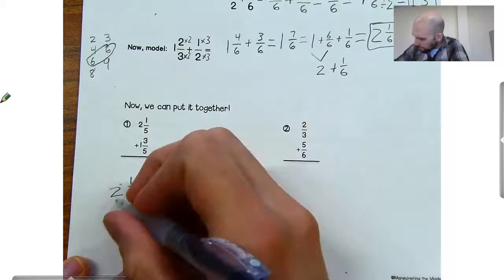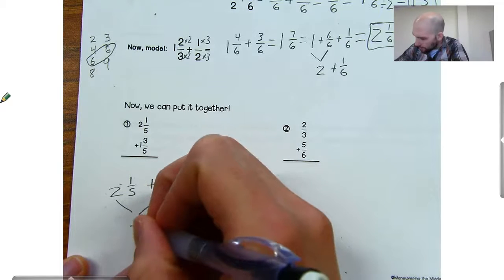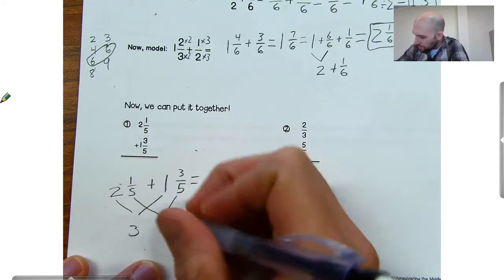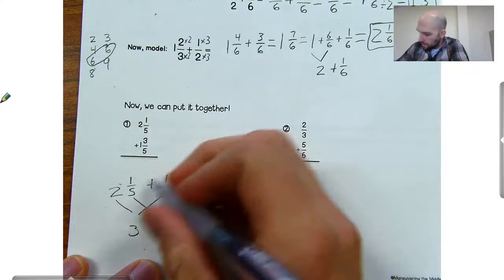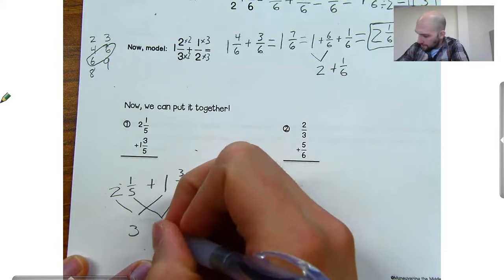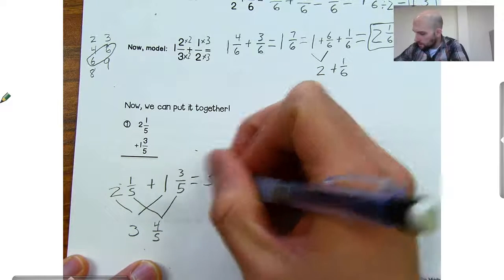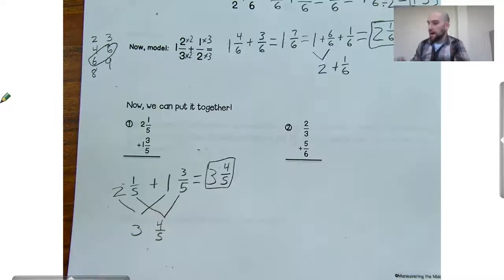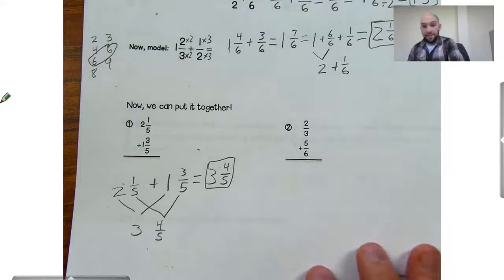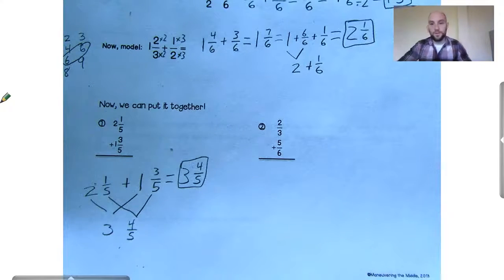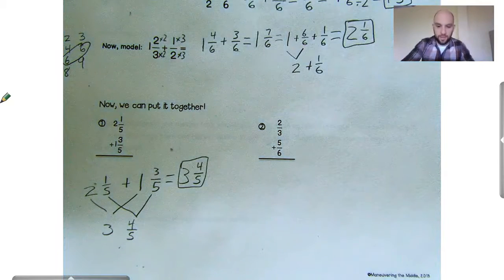I'm going to add together my whole numbers. I'm going to get 3. And then I'm going to add together my fractions, and I'll end up with 1/5 plus 3/5 will give me 4/5. And I'm going to end up with 3 4/5. So that one's pretty quick and easy. I just added my whole numbers and then I added my fractions and put them together. I didn't have to change any improper fractions into mixed numbers, and I didn't have to change any mixed numbers into improper fractions. This one doesn't have any mixed numbers in it, but our solution will end up being a mixed number most likely.